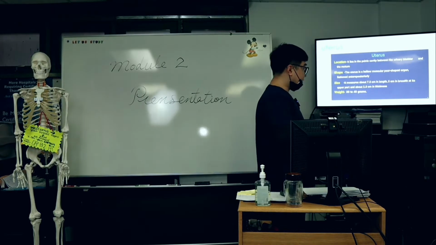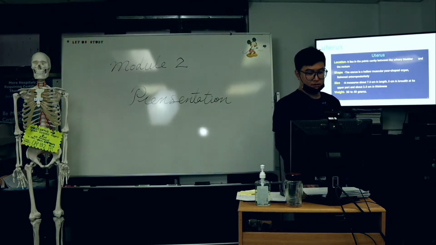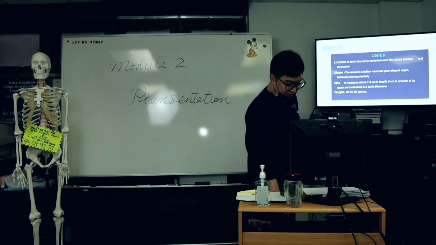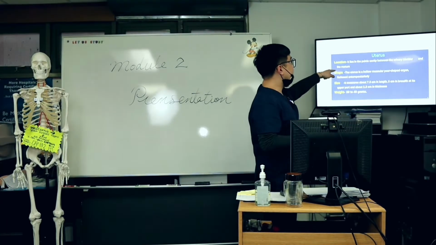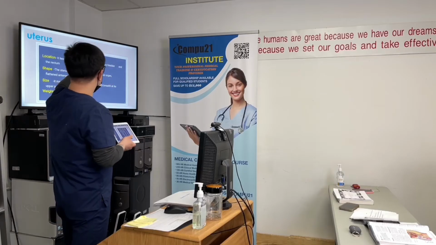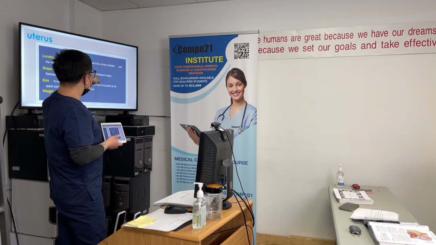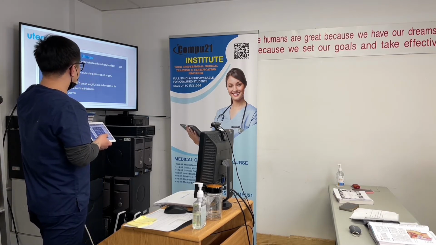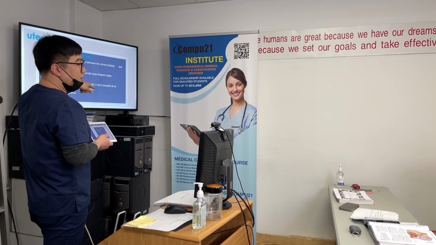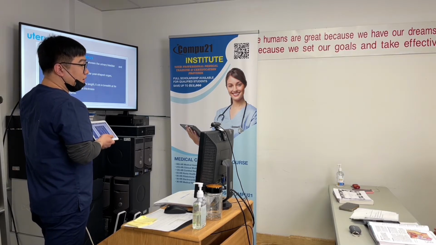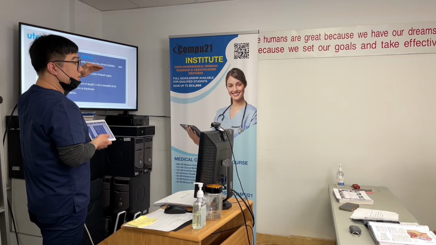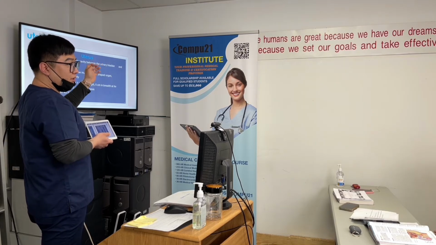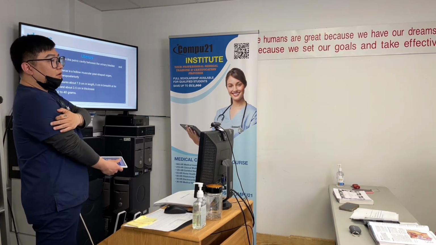Okay, let's go to the uterus. As we know, we have to learn about the uterus. The location is in the pelvic cavity between the urinary bladder and the rectum. The shape is the same as a pear shape, right? And before, as we started, I told you the fundus looks like a dome shape. So we have two dome shapes in our body.